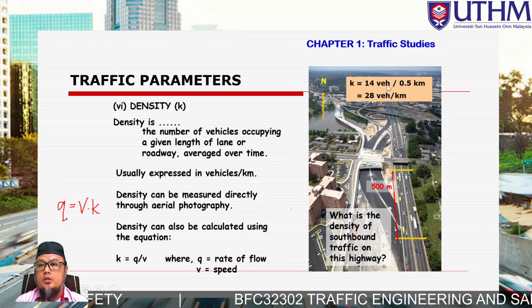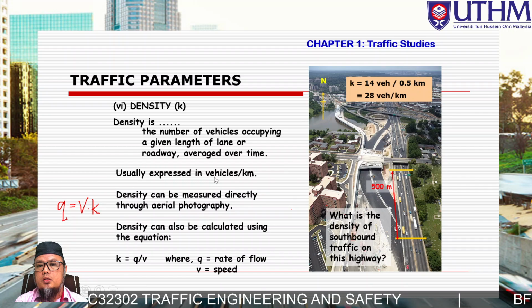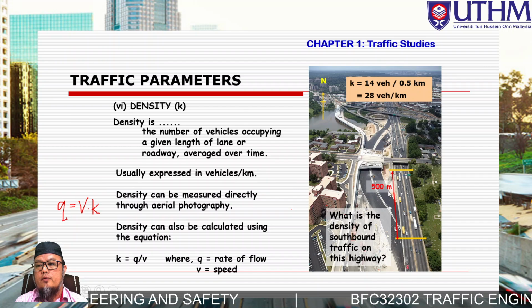So we have to double, because density is considered in units of vehicles per kilometer. Total vehicles per kilometer within 1 kilometer. This one we put the observation for 500 meters. Dia kena multiply by 2 lah. Dapat 28. 28 vehicles per kilometer.